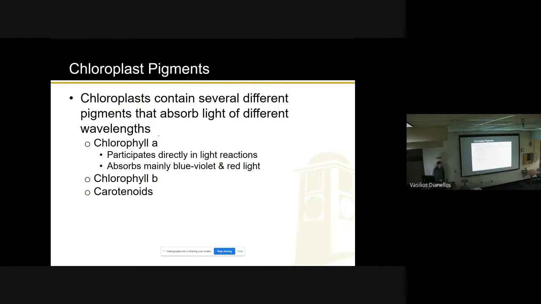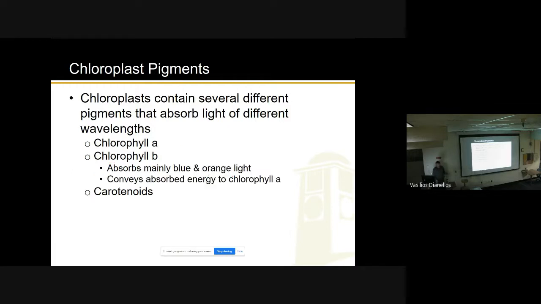Chlorophyll A, that is the one that participates directly in the light reactions. It absorbs mainly blue, violet, and red light. Obviously not green, right? Because, well, it's green. For the exam, if anything, you would just need to know that chlorophyll A is the one that participates directly in the light reactions. I'm not going to ask you which colors it absorbs. Just know, again, that it does not absorb green. So any questions about chlorophyll A?